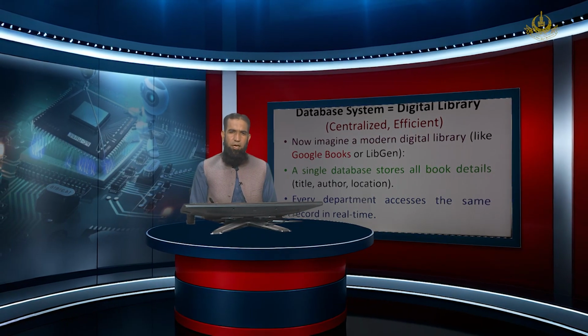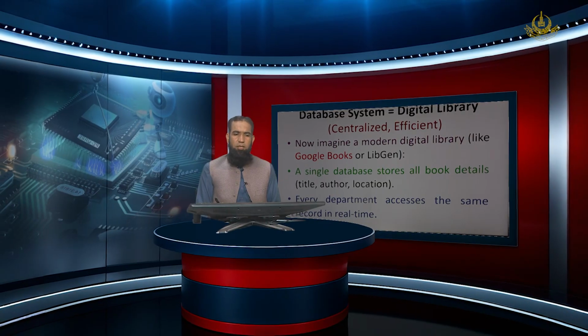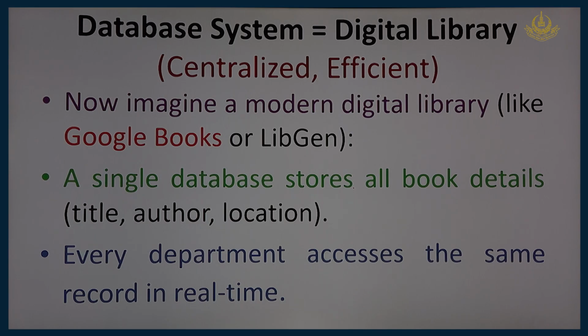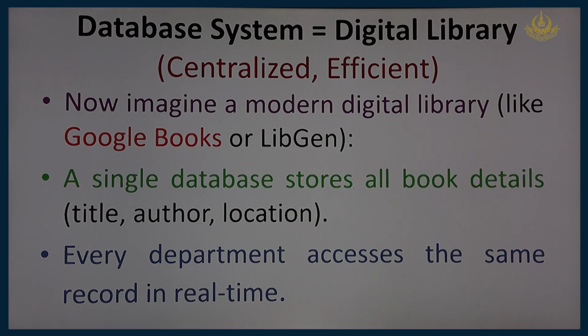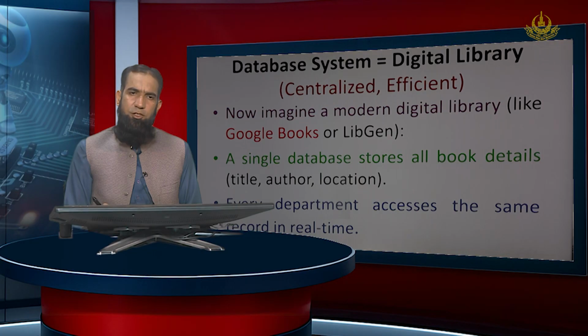However, in the case of a digital library, we are using a database system that is centralized and efficient. Now imagine a modern digital library like Google Books. A single database stores all the book details: its title, its author, its location. For example, if the author name is not correct, we update it at one place and it is automatically updated at all locations. Every department accesses the same record in real time. So the updates are consistent.